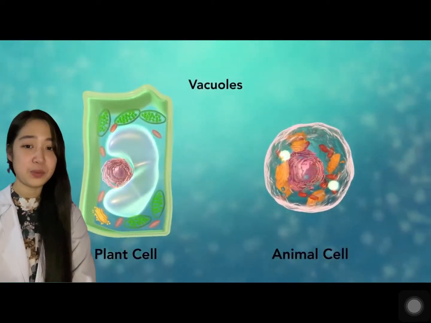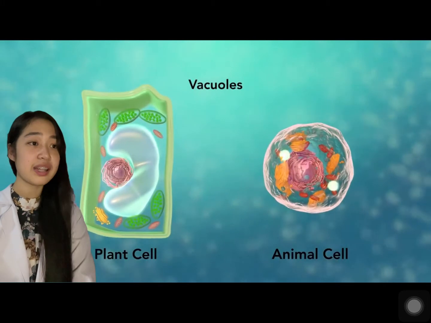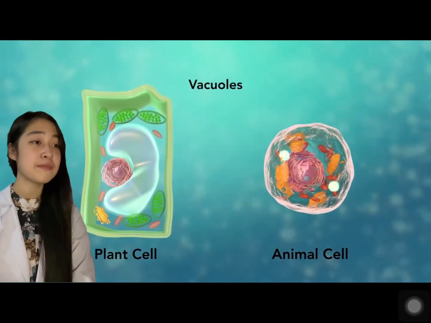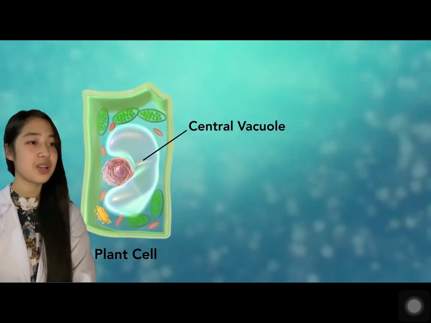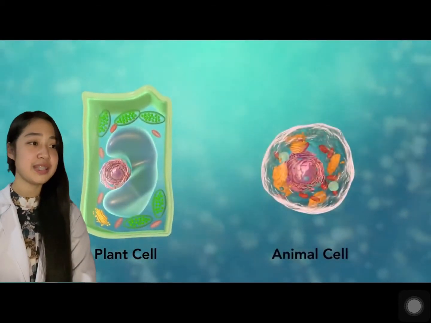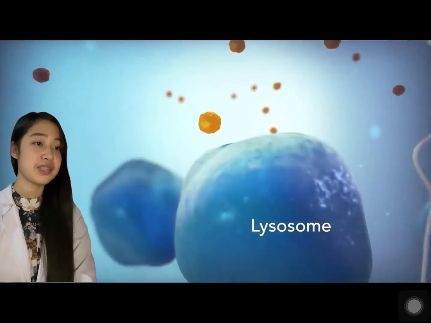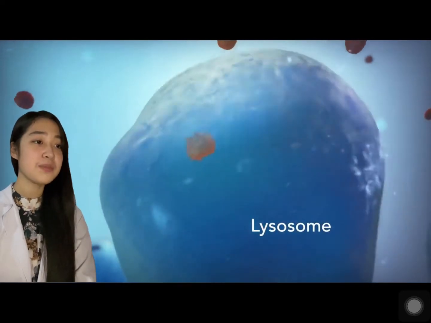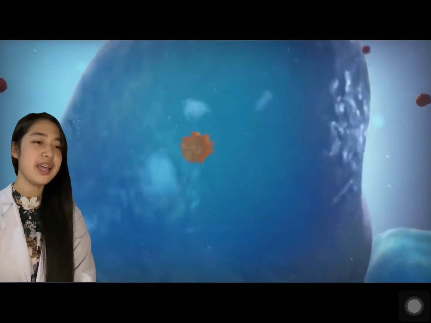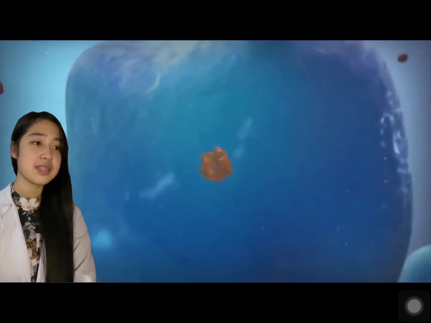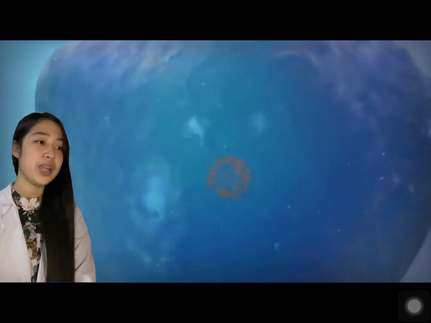Next, we have vacuole. The vacuoles are sac-like structure that stores different materials. In this plant cell, the central vacuole stores water. Going back to the animal cell, there is also a lysosome. Lysosomes are the garbage collectors that take in damaged or worn-out cell parts. They are filled with enzymes that break down the cellular debris.